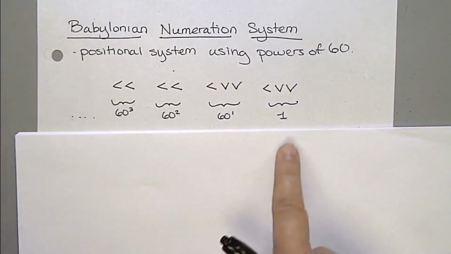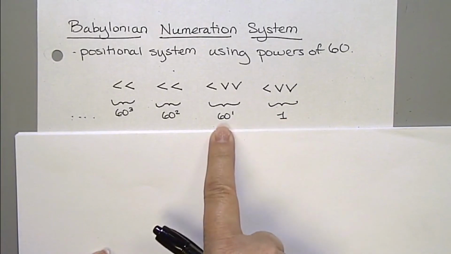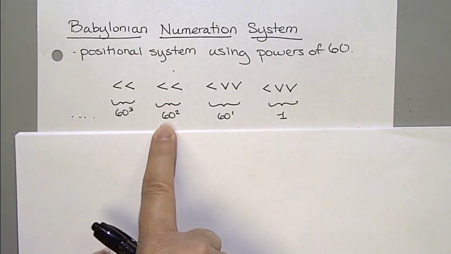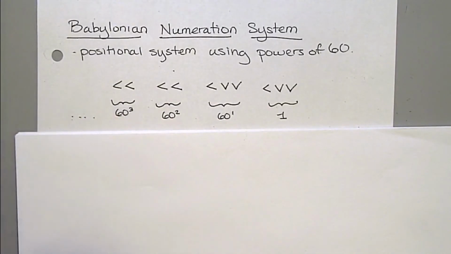So the one furthest to the right is your ones digit, but then it goes up by 60. So here's our ones. Here's the 60 digit, and then 60 squared, 60 cubed, and so on. If it kept going, you would increase the exponent. So that's the place value it's in. Instead of the ones, tens, hundreds, thousands, we have the ones, 60, 3600s, and so on. Okay, we don't call it that, but 1, 60, 60 squared, 60 cubed.